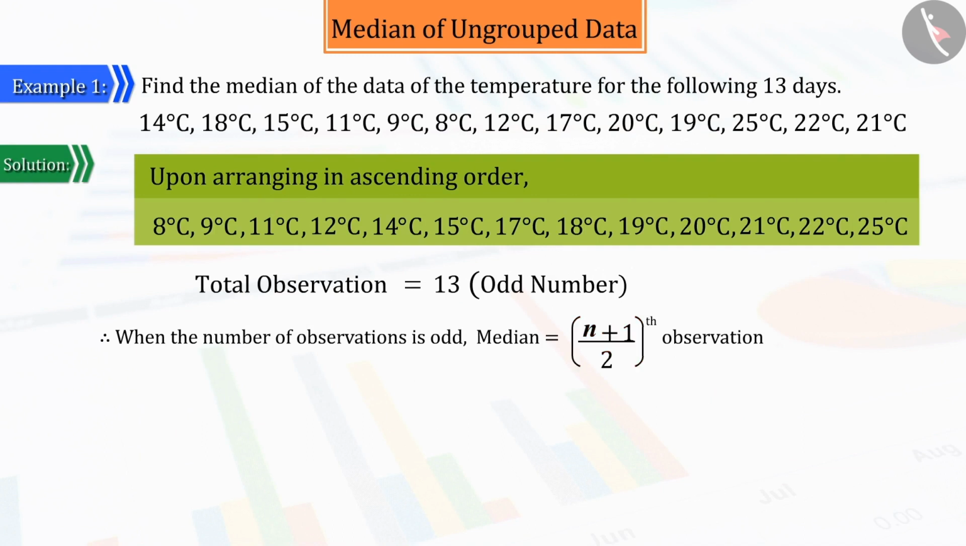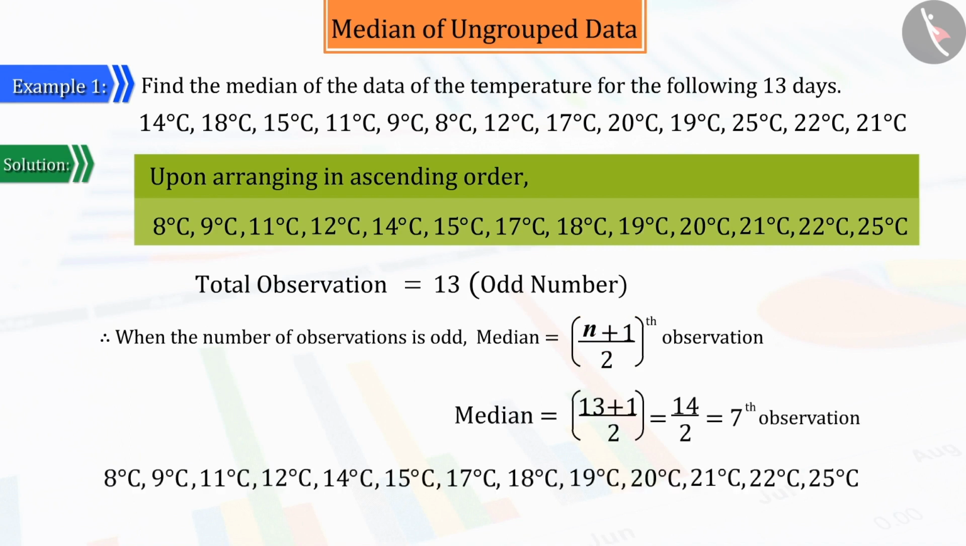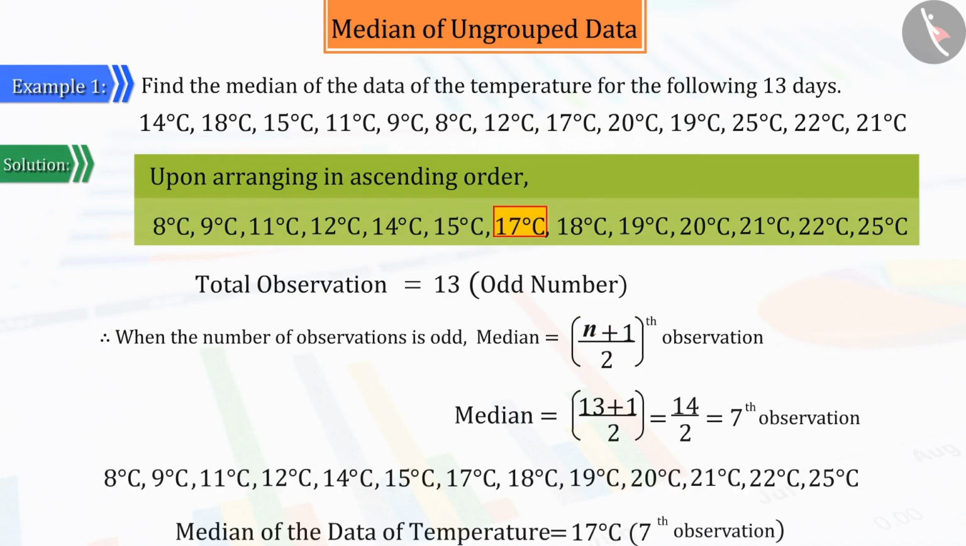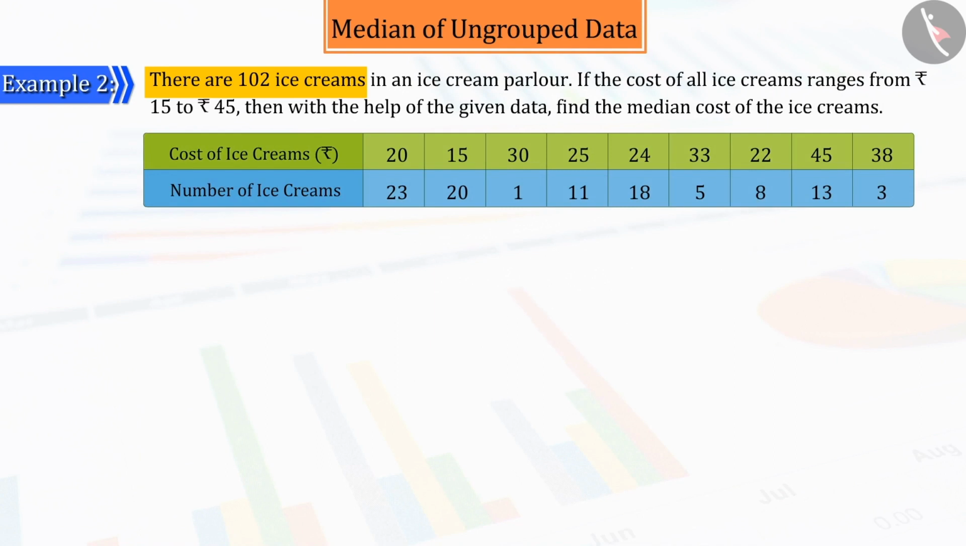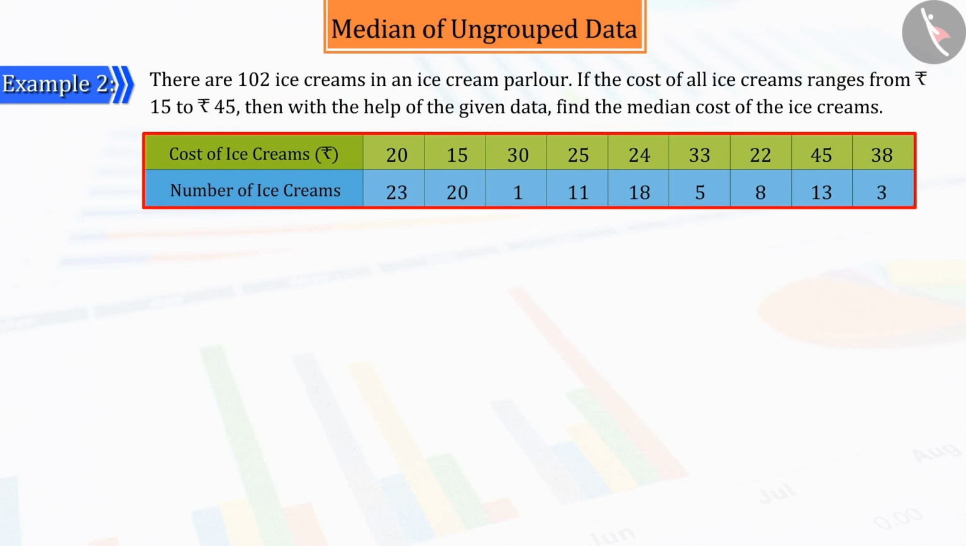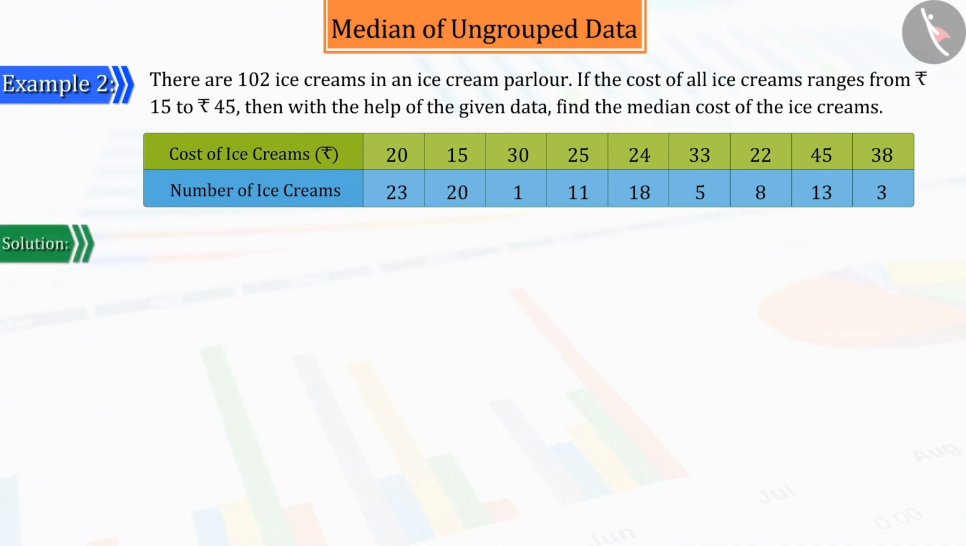Let us now discuss this in detail. There are 102 ice creams in an ice cream parlor. If the price of ice creams ranges from 15 rupees to 45 rupees, then with the help of the given data, find the median cost of the ice creams. Let's try to solve this.